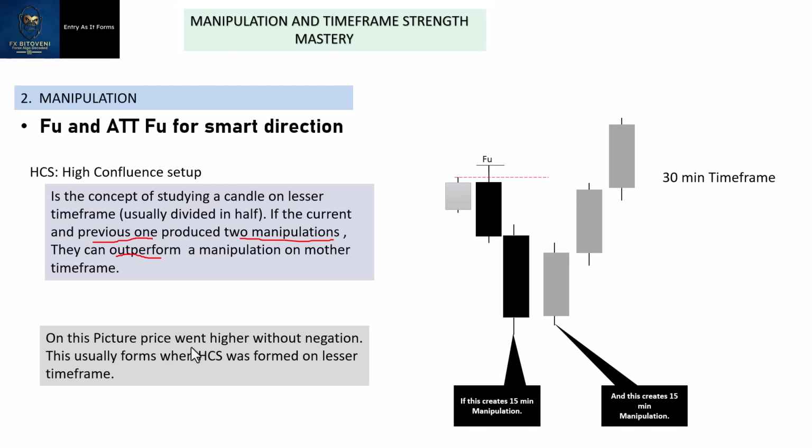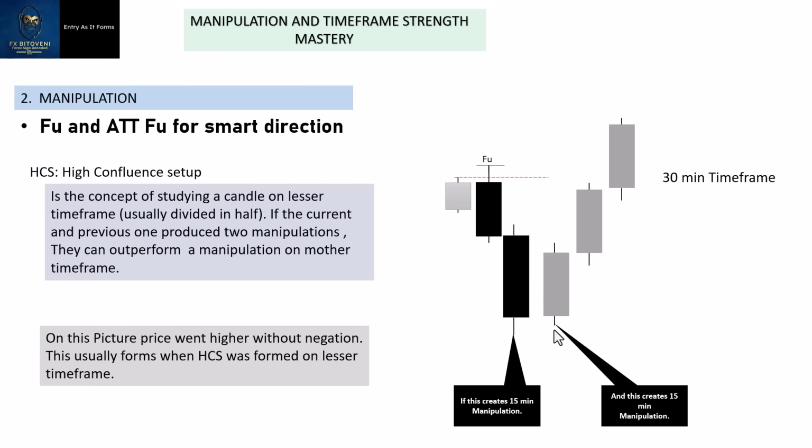On this picture, price went higher without negation. This usually forms when HCS was formed on a lesser time frame. For example, you have an FU formed, we believe we are bearish, and here we believe we are bearish, but later we see price immediately reversed without creating what? Manipulation. Why is that happening?